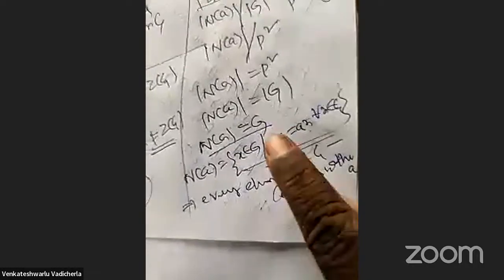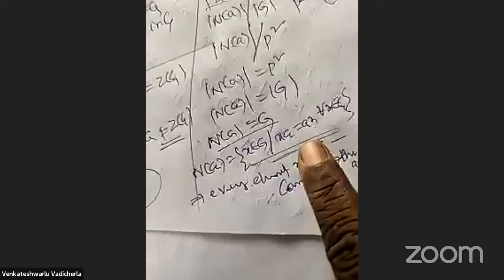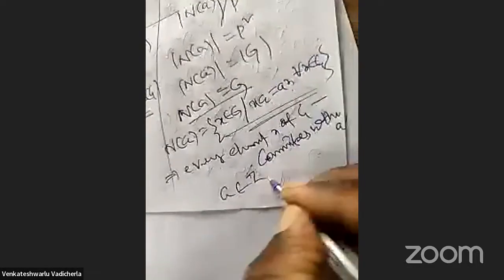Once again, in reverse: A commutes with every element X. Every element X of G commutes with A, and A commutes with every element X of G. So, therefore, A is an element of the center of G, which is a contradiction.